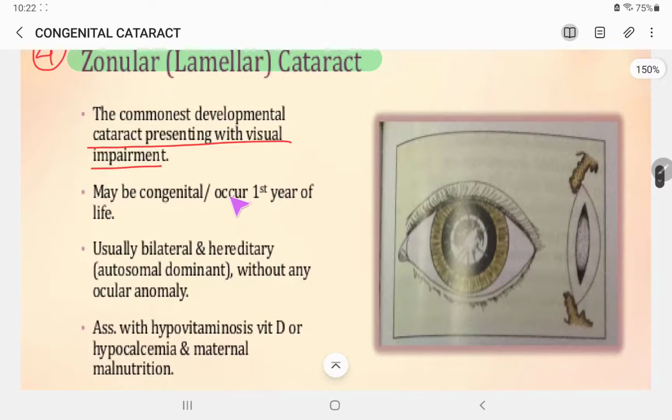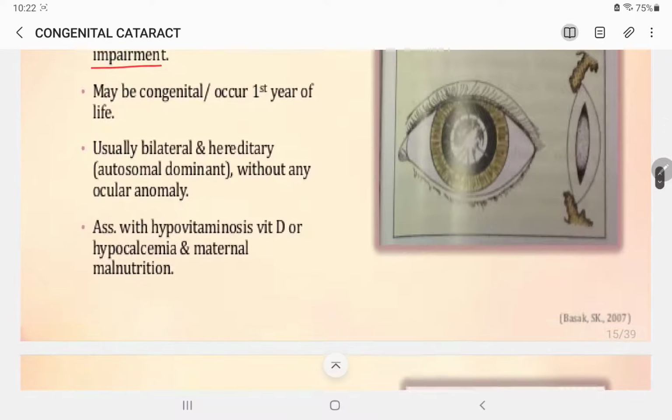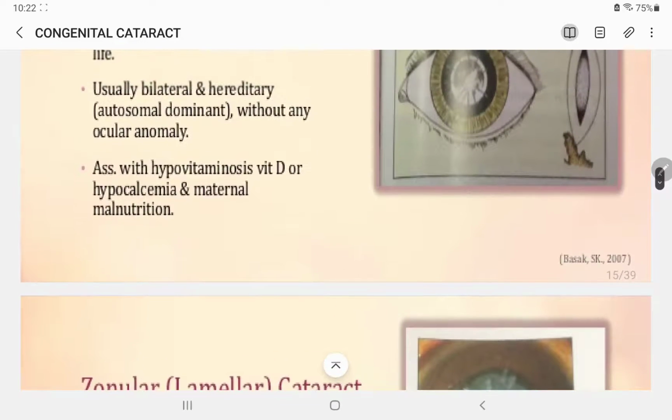It may be congenital, occurring in the first year of life, so it can be either congenital or developmental. It is usually bilateral and hereditary. It is autosomal dominant, without any ocular anomaly. So even if there is no other anomaly, it can occur bilaterally and hereditarily. And it is associated with conditions like hypovitaminosis, vitamin D.